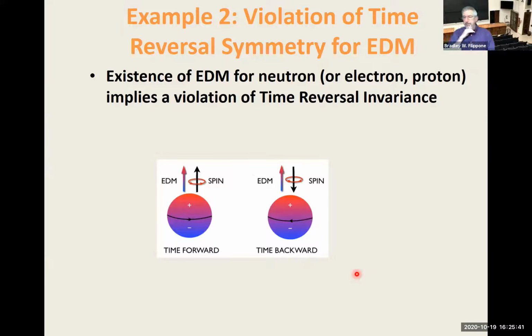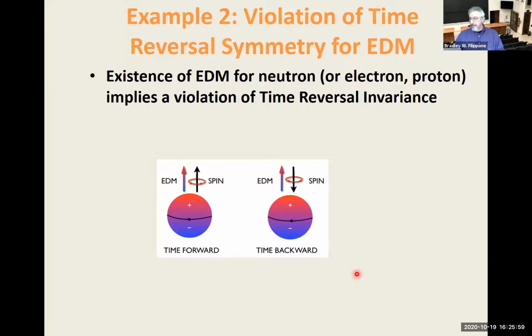The second type of symmetry violation we'll be talking about here is time reversal symmetry. In particular we'll consider an electric dipole moment. EDM is electric dipole moment. You can imagine it for a neutron, or it could be an electron or a proton.